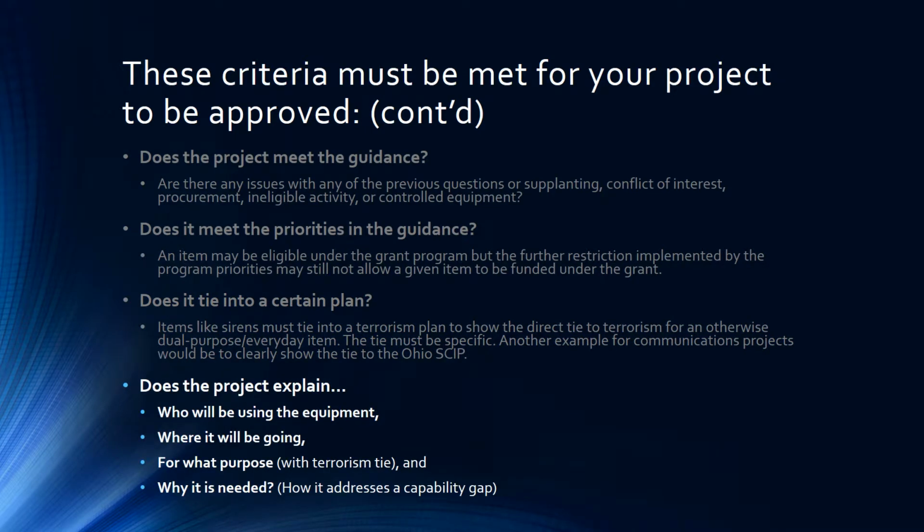Next, does the project explain the 5 W's? This would include items like who will be using the equipment, who will maintain it, where will it be going, for what purpose will it be used, and why is it needed, like how it addresses a gap or functional capability.